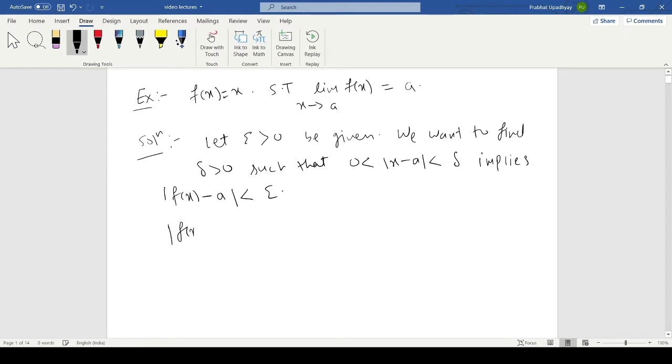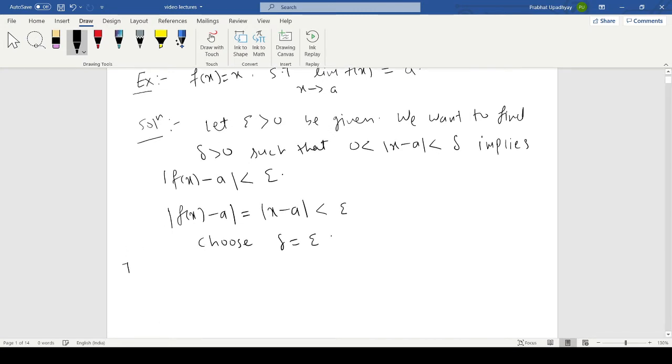Now this f(x) minus a is the same as x minus a, and you want a condition on mod x minus a only. Means you want to find delta greater than 0 whenever mod x minus a lies between 0 and delta, mod f(x) minus a should be less than epsilon. And here you straight away get mod x minus a as mod of f(x) minus a, and you want this to be less than epsilon. So this clearly suggests that I should choose my delta equal to epsilon.